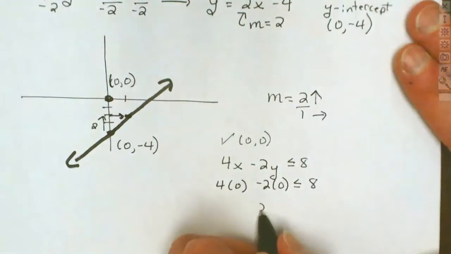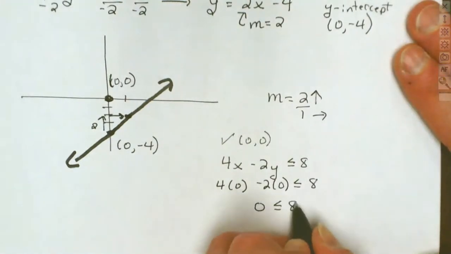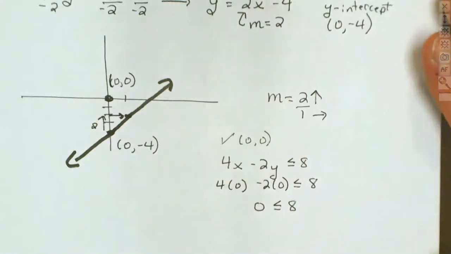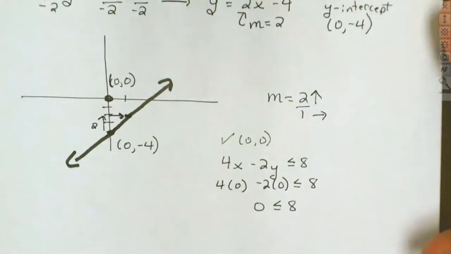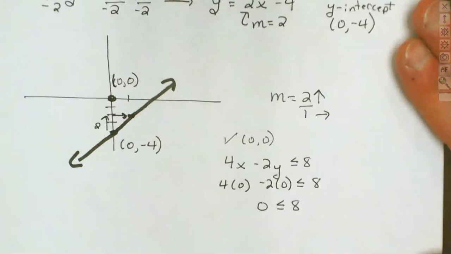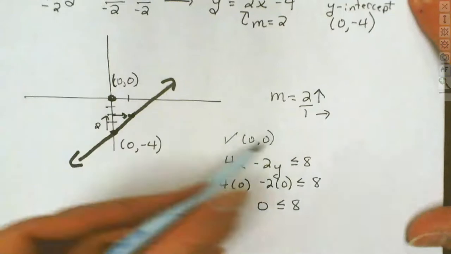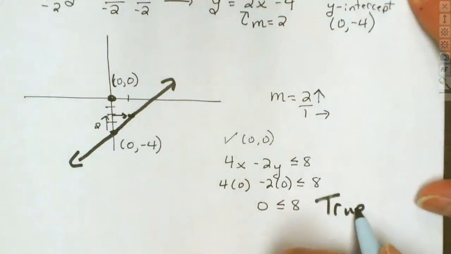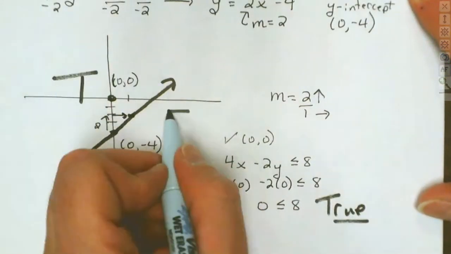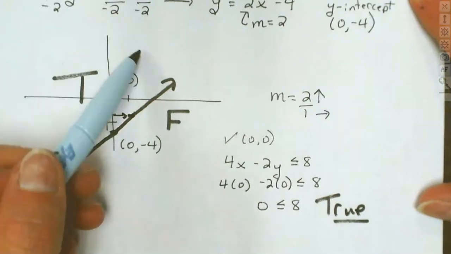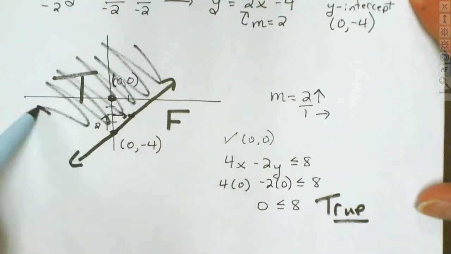That gives you 0 here. And is 0 smaller than 8? Is that true or is that false? Is 0 smaller than 8? Yes, because 8 is bigger. So that would then be true. So this half is true, this half is false. Where do we shade? The true half up there.